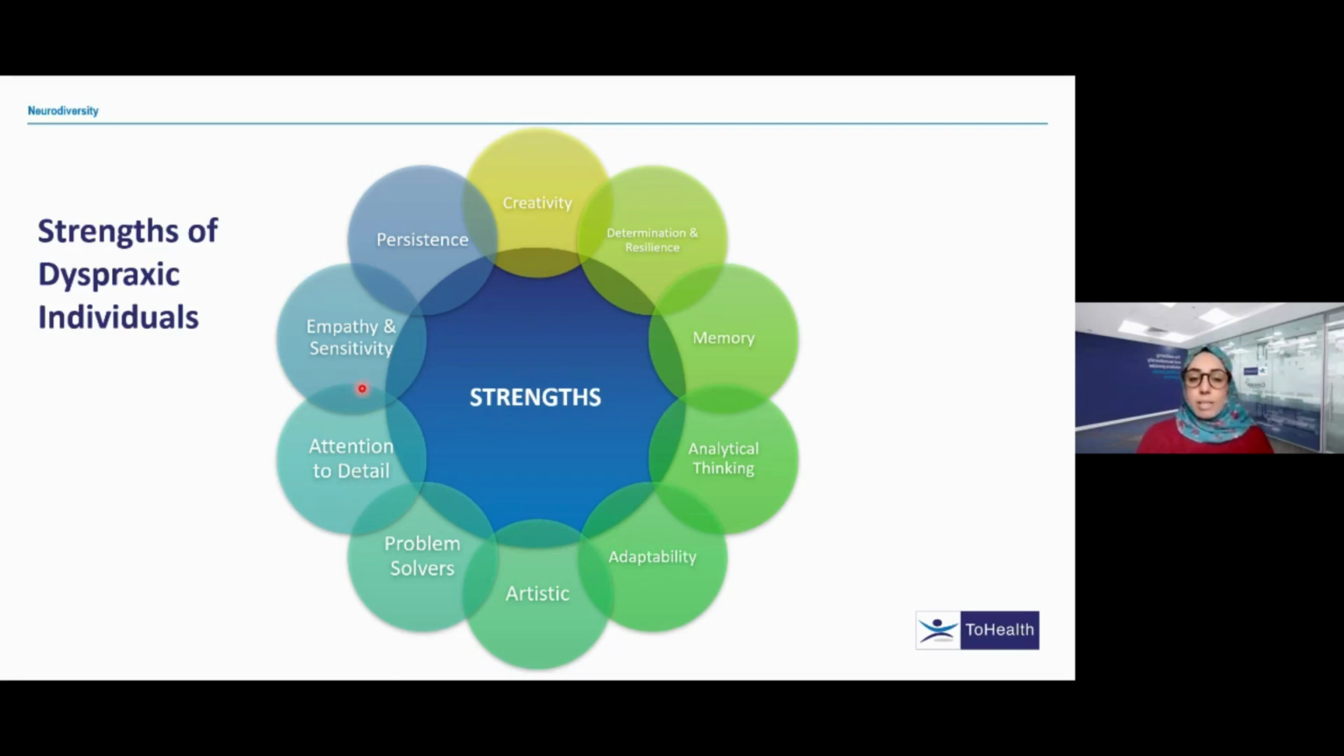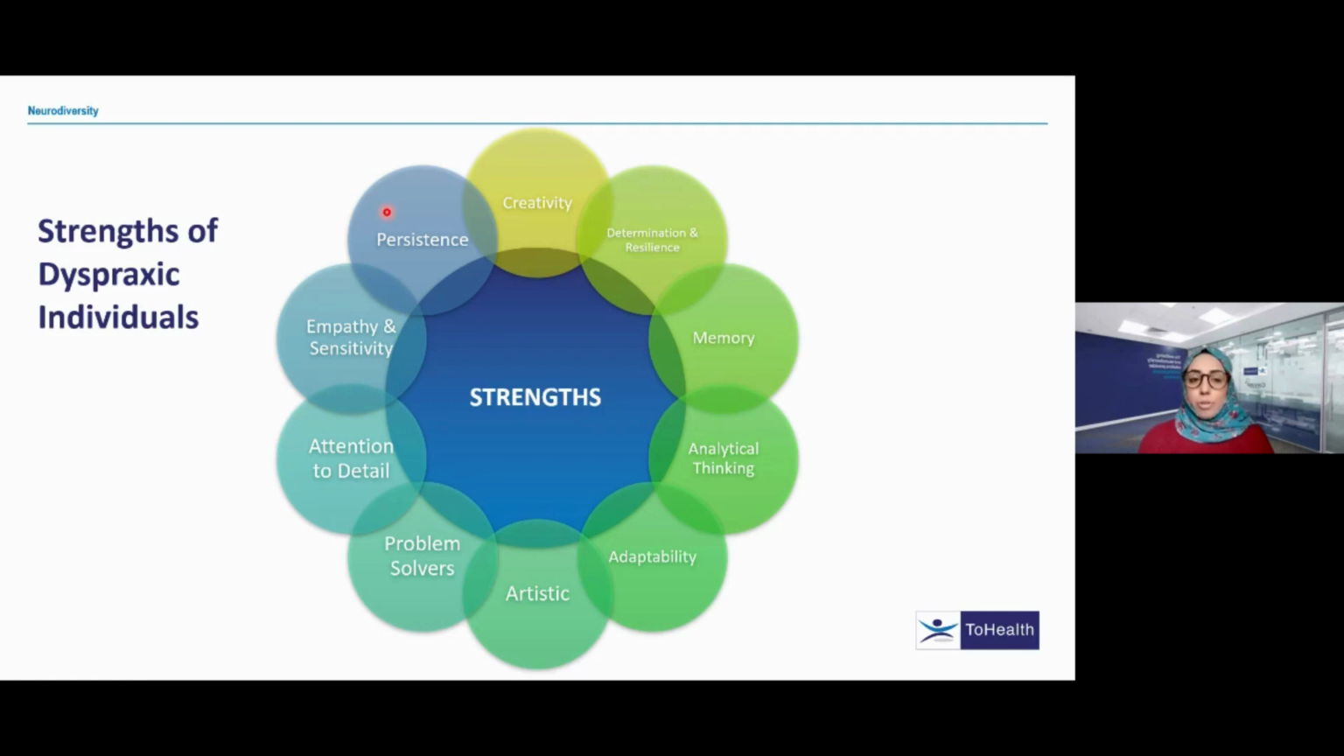Now, some dyspraxic individuals often display heightened empathy and sensitivity towards others. They may excel in connecting with people on a deeper level. Think about some of the determination that's required to overcome daily challenges, then that often translates into a persistent work ethic. So they can demonstrate a strong commitment to their tasks and their goals.